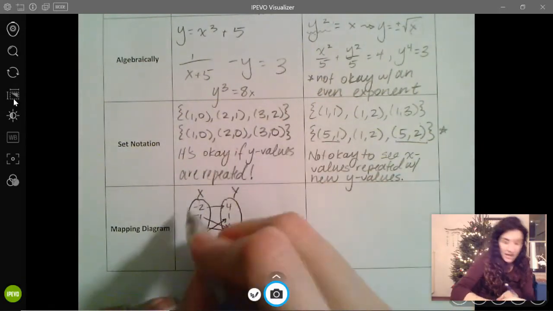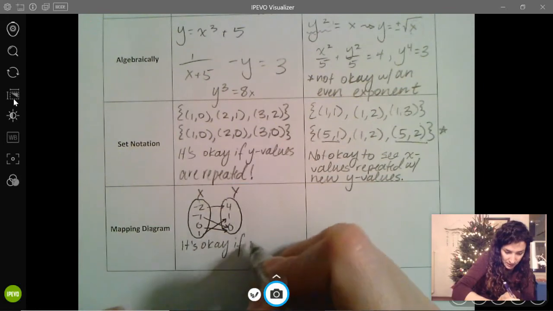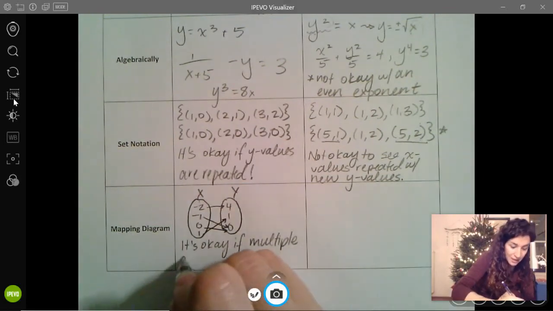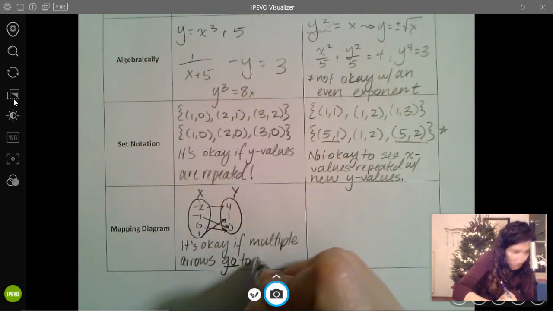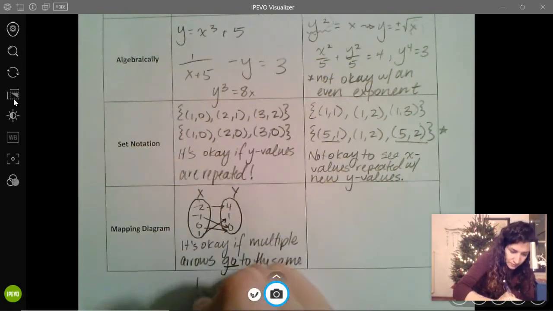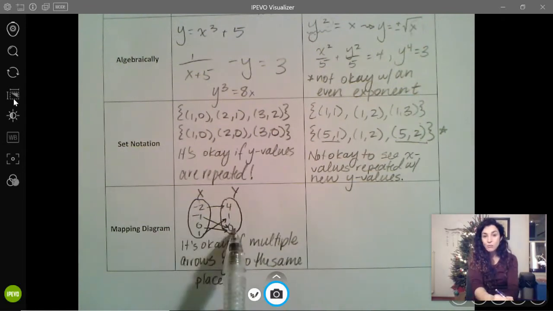Again, it's okay if multiple arrows go to the same place. That's totally fine. If multiple arrows go to the same place, realize -1 goes to 0 and 0 goes to 0, that's fine. You've all been assigned to the room 0.